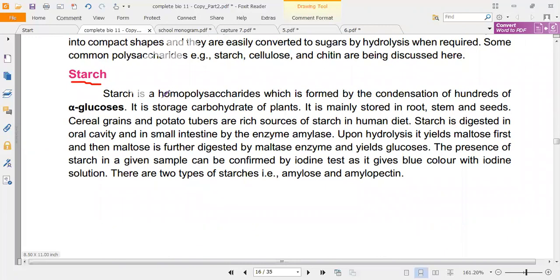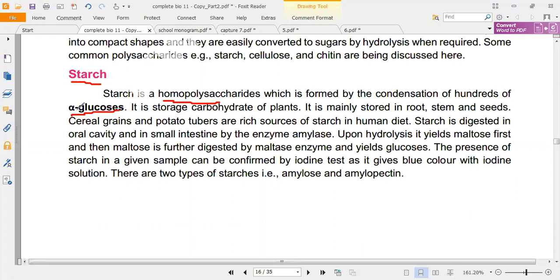Okay, starch is what? That is a homopolysaccharide. It means all the saccharide units or monosaccharide units present in that are glucose. They are formed by the condensation process of hundreds of what? Alpha glucoses.